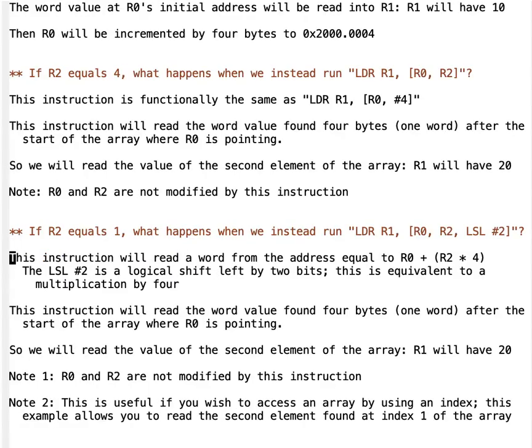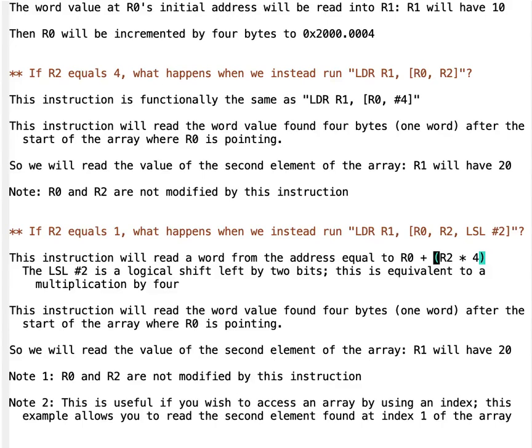So this instruction is very similar to what we've seen again. What this will do is, for the address, calculate R0 plus R2 multiplied by 4. It'll actually be R2 logically shifted left by 2 bits. A shift left is equal to a multiplication, so by 2 bits it's multiplying it by 2 twice. So it's R2 times 4 plus R0. In this case, that's R0 plus 4 again.